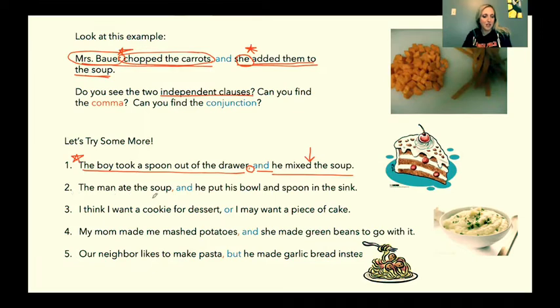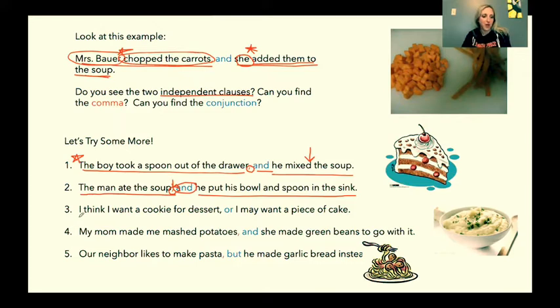Let's look at number 2. The man ate the soup, and he put his bowl and spoon in the sink. The man ate the soup is an independent clause. He put his bowl and spoon in the sink is an independent clause. We see them combined with the conjunction and, and we have that sneaky little comma right before.